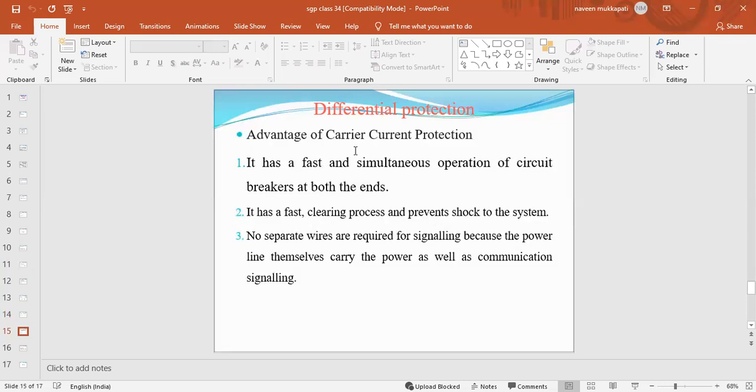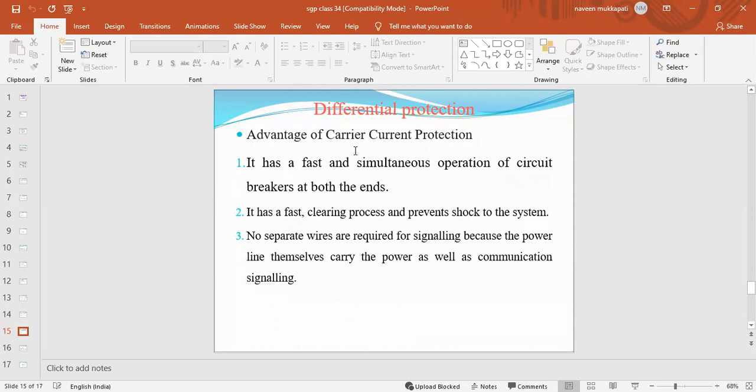Next, coming to the advantages of carrier current protection. What are the main advantages in the case of carrier current protection? It has a fast and simple operation of the circuit breakers at both ends. By using this carrier current protection, it is operated very quickly. It has a fast clearing process and prevents shock to the system. Therefore it gives very quick operation for preventing faults in the system.